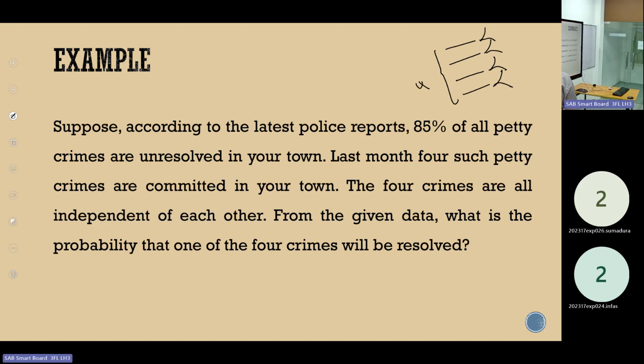In order to answer this question, how should we define the variable? It should be the number of crimes resolved. They have given the unresolved probability, but they are asking for the resolved probability. So if this is given, the other one is 0.15. According to what they asked for, we define the variable, and the value you substitute should differ accordingly. So x is the number of crimes resolved.